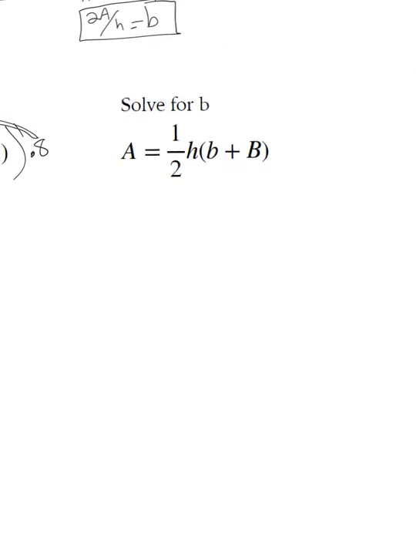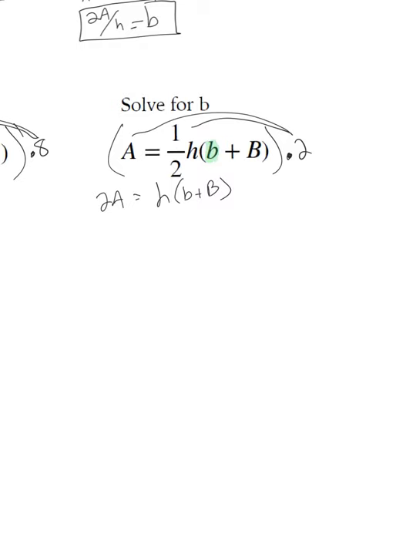Looking to solve this equation for lowercase b. So trying to get this lowercase b by itself that's inside this expression. First we're going to have to try to get that expression by itself. So we're going to start by getting rid of this fraction. We're going to multiply both sides by the denominator of 2. 2 times a is 2a. 2 times 1/2 ends up being just 1. So we're left with h times lowercase b plus capital B.